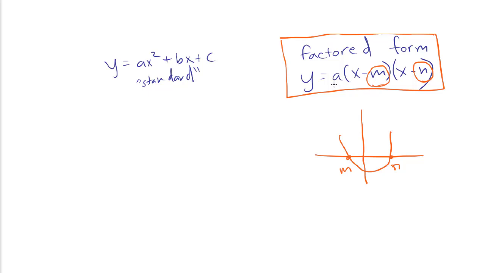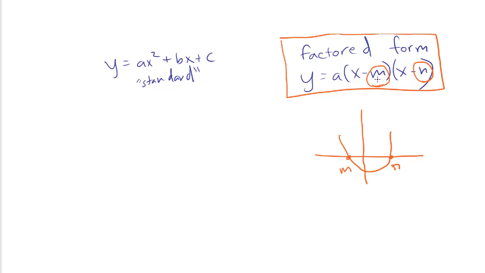The a, well, that will be the same a as my standard form. If it's positive, I'll open upward. Negative, I'll open downward. And what else can I figure out? Do I know my y-intercept? Not easily or directly from factored form. I could multiply it out into standard form and then figure out what my c value is. So that's one way I could get the y-intercept from factored form.